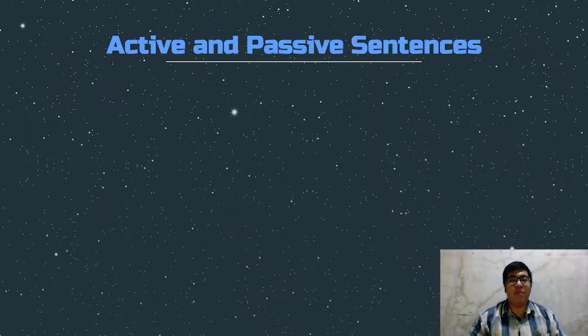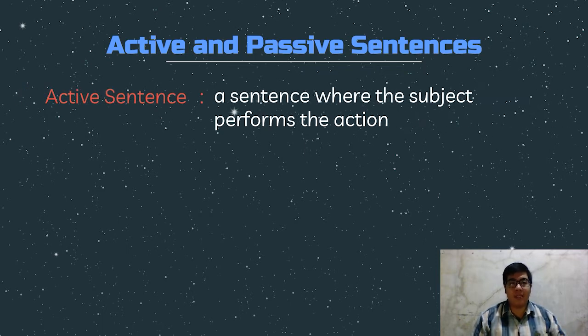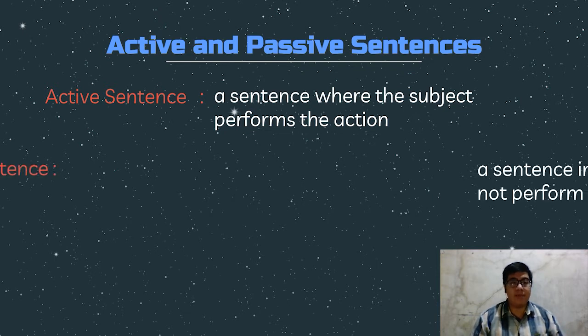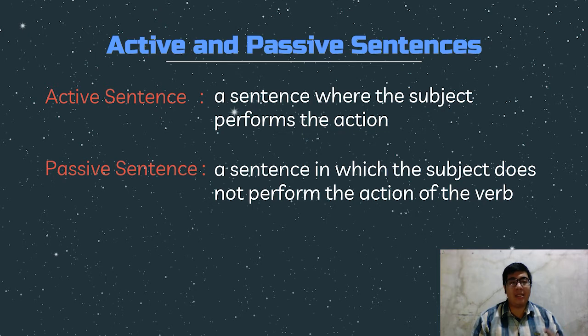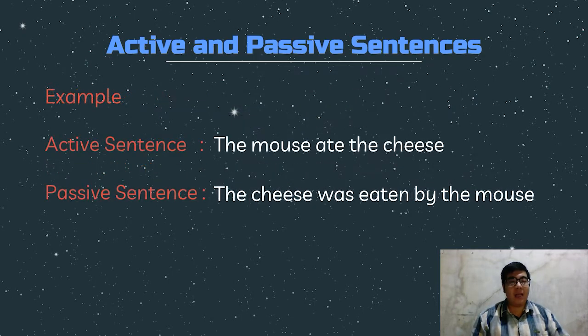Okay, next about active and passive sentences. An active sentence is a sentence where the subject performs the action, and a passive sentence is a sentence in which the subject does not perform the action of the verb. Example, active sentence: the mouse ate the cheese. We can change this active sentence to passive, and the passive is: the cheese was eaten by the mouse.